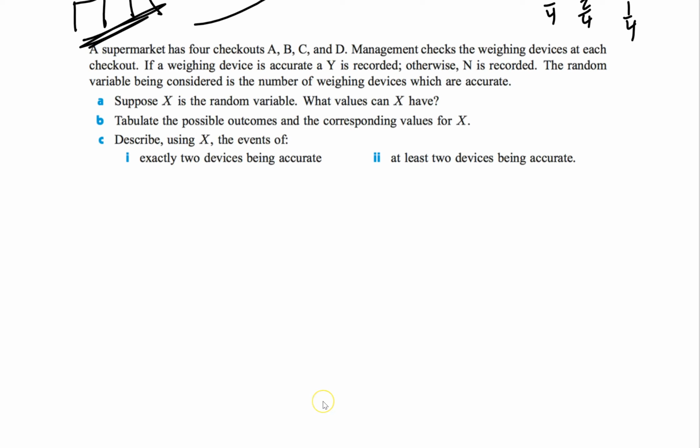Let's go for a quick example. The supermarket has 4 checkouts: A, B, C, D. The management checks the weighing devices at each checkout. If a weighing device is accurate, a Y is recorded, so yes, it's accurate. Otherwise, a N is recorded, it's not accurate. The random variable being considered is the number of weighing devices which are accurate.